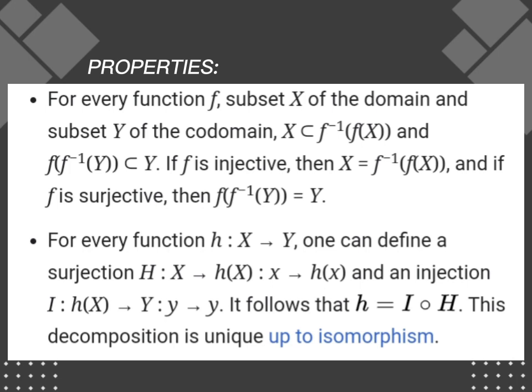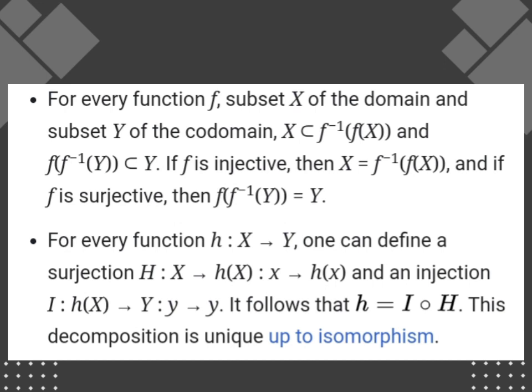So for every function f, subset X of the domain and subset Y of the codomain, if f is injective, then X equals f^-1(f(X)), and if f is surjective, then f(f^-1(Y)) equals Y.